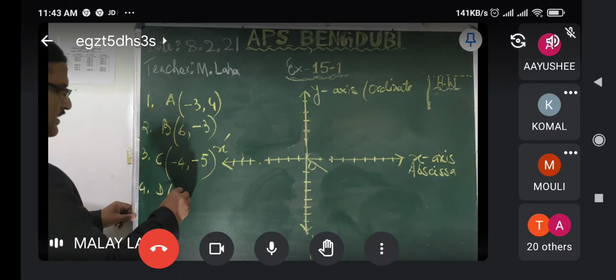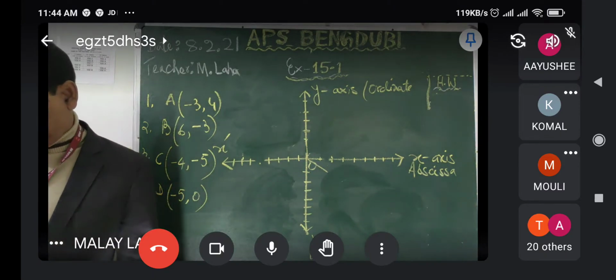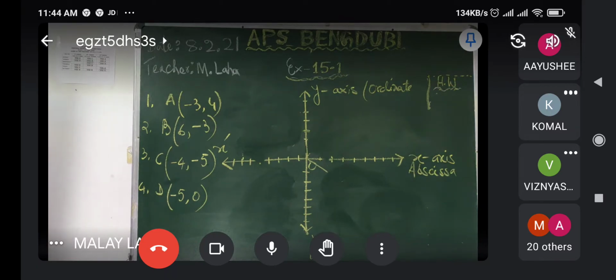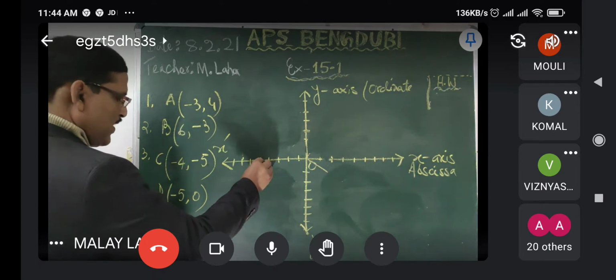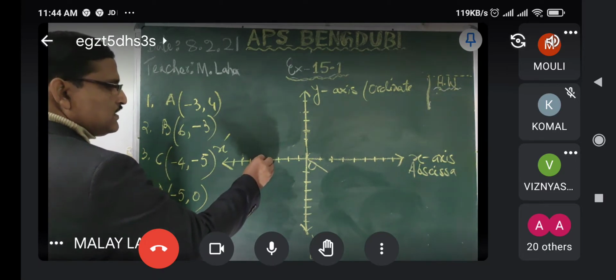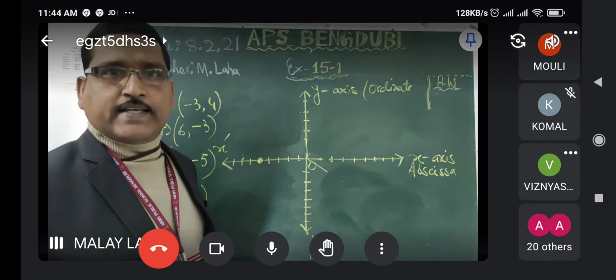Now, say this one. Value is (minus 5, 0). Where does it lie? Sir, on the x-axis. Negative side of the x-axis, because you see 5: 1, 2, 3, 4, 5. Y is 0, that means it is not moving. It is lying here only. So it lies on the negative part of the x-axis.